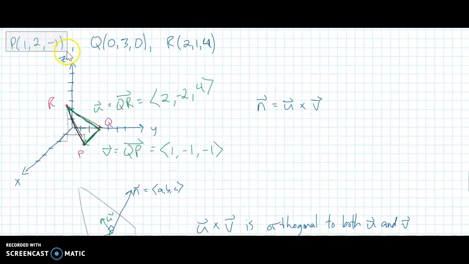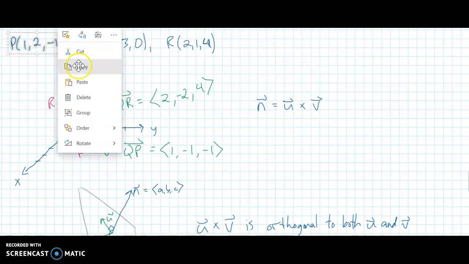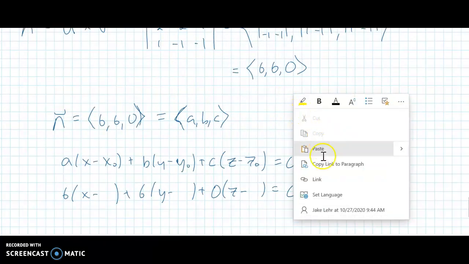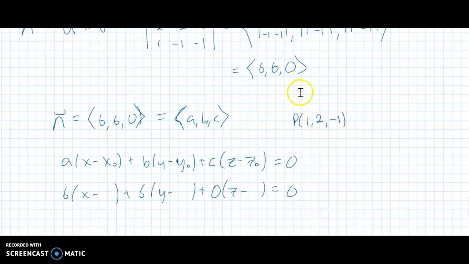So I will copy this and paste it down here. You could take any of those 3 points. I'm taking this one because you see more stuff with it. So this is my x naught, this is my y naught, and this is my z naught. So I get x minus 1, y minus 2, and z double negative plus 1. That would be one form of the equation.